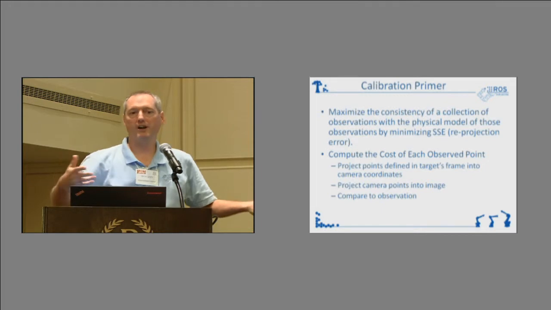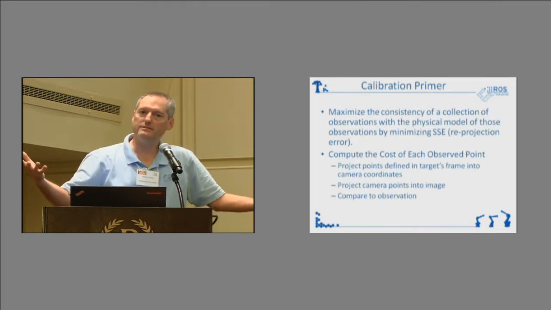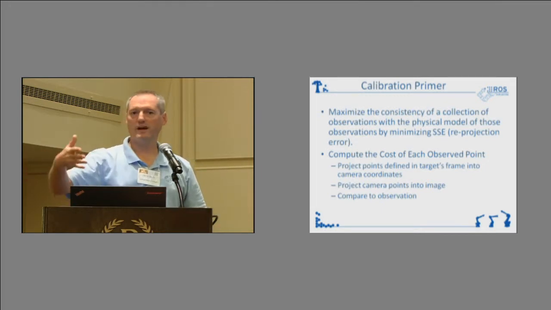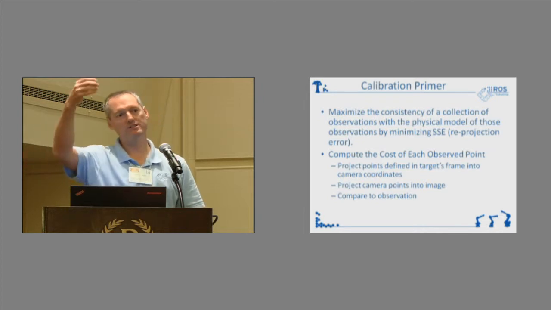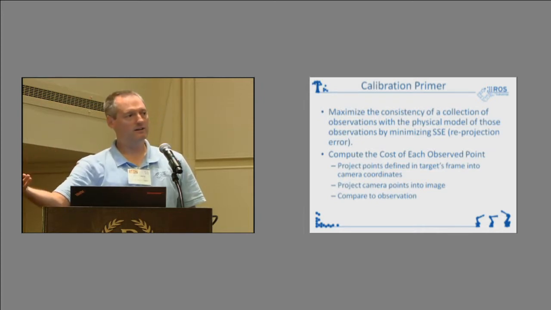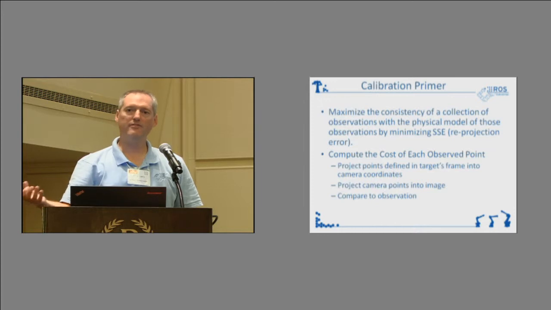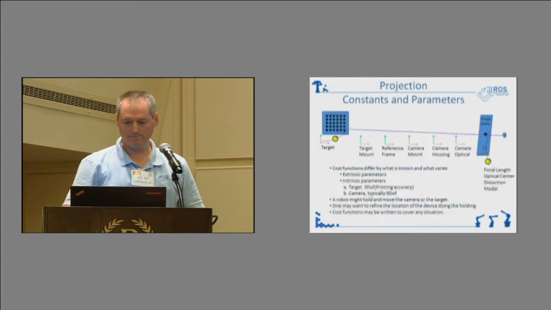We have a sum of squared errors from all the observations, which should be minimized, and then if our model is correct, if our camera is in the right spot and our target is in the right spot, then the errors will be as small as possible.